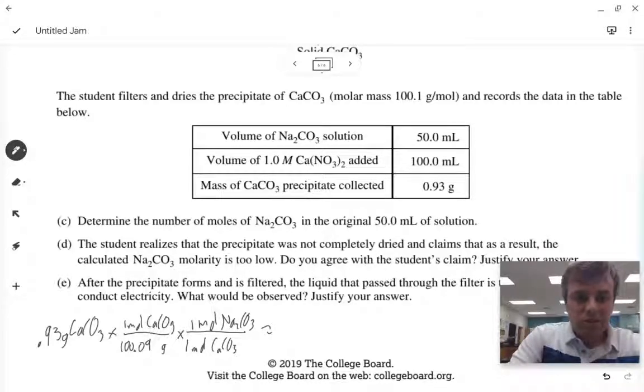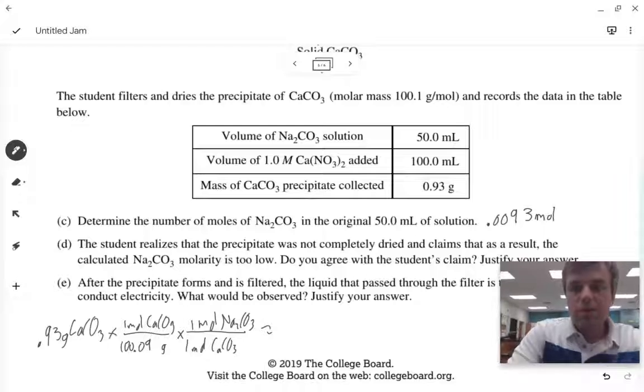We should probably report this to 2 significant figures. It is going to be 0.0093 moles, which is interesting as a result. But that's what you get when you do this math.